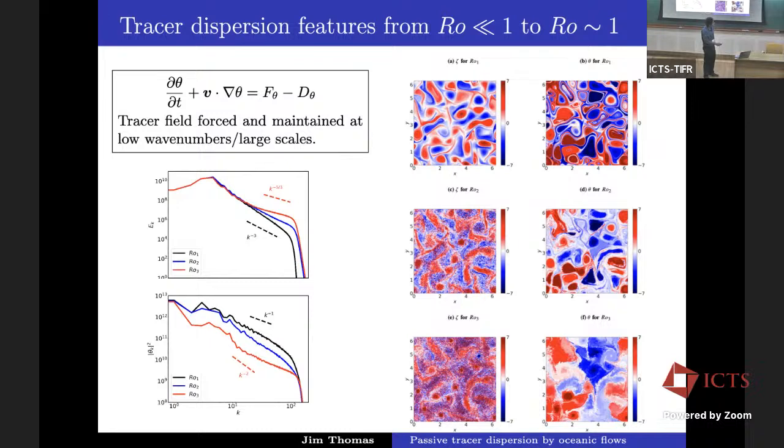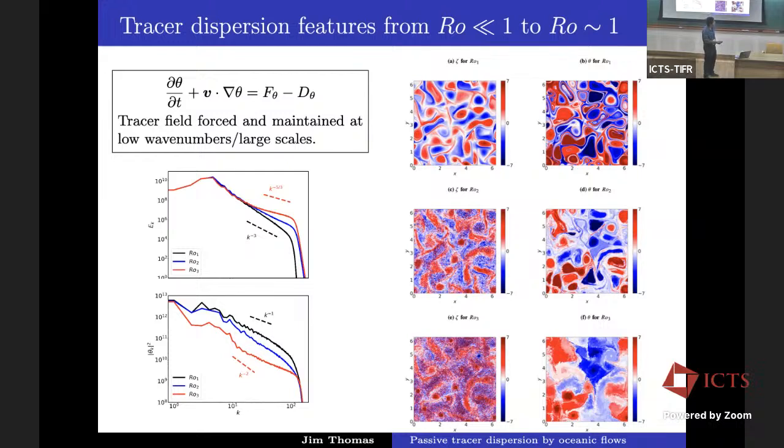But as you go to higher Rossby numbers, you see there's more stirring of the tracer field by these high energy small scale flows. So if you look from top to bottom on the right column, you'll see that the tracer is trapped in these vortices here. But as you go to high Rossby number, there's a lot more stirring and dispersion of the tracer field by the flow at high Rossby numbers.